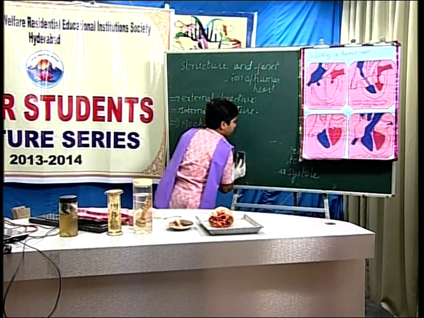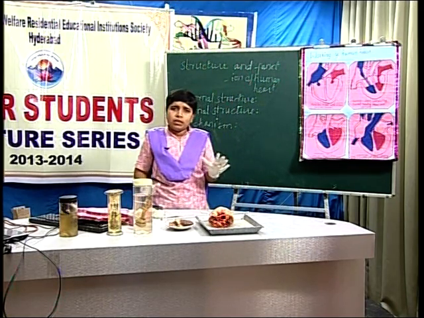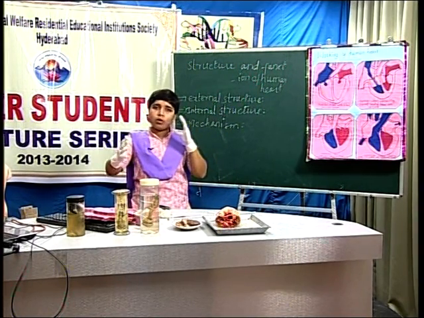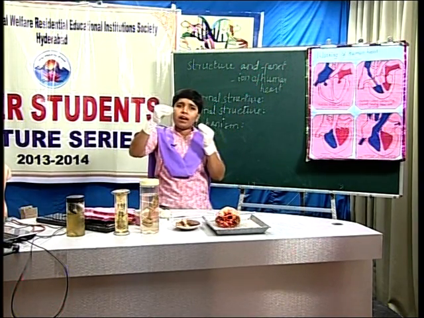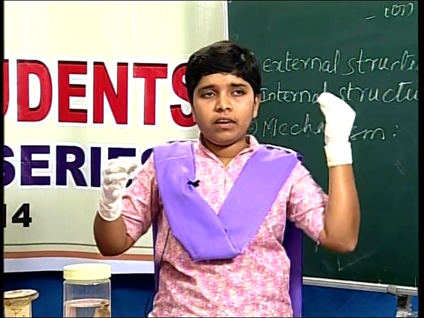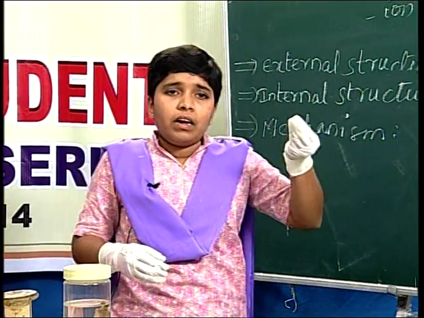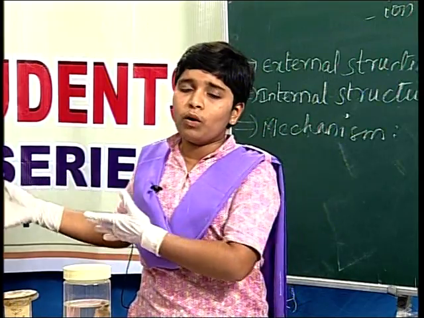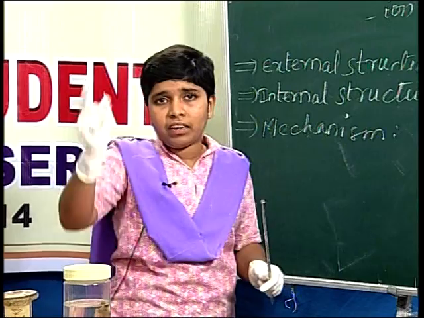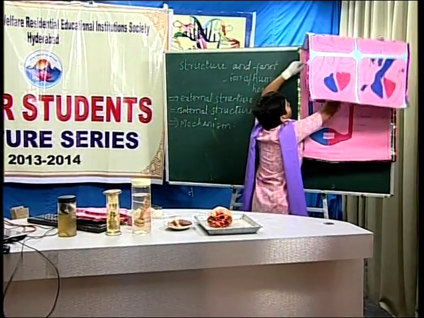So, next, see, the heart receives blood from the different organs of the body, and from the heart it goes to the lungs for oxygenation, and from the lungs it enters the heart again, and from the heart it is supplied to the different body organs. So, it is in a circuit. It is like a circle, and this circle is called a circuit.